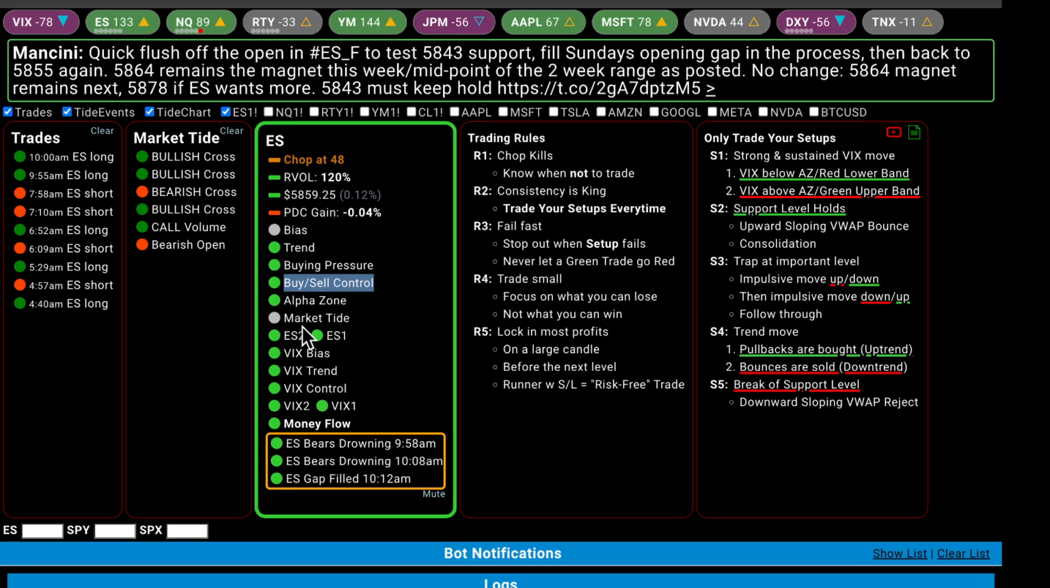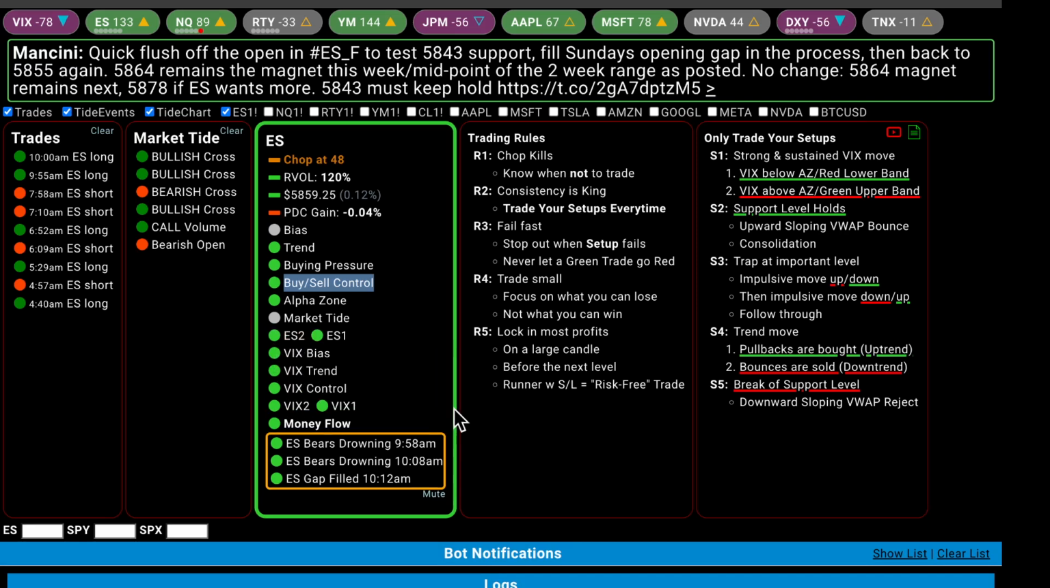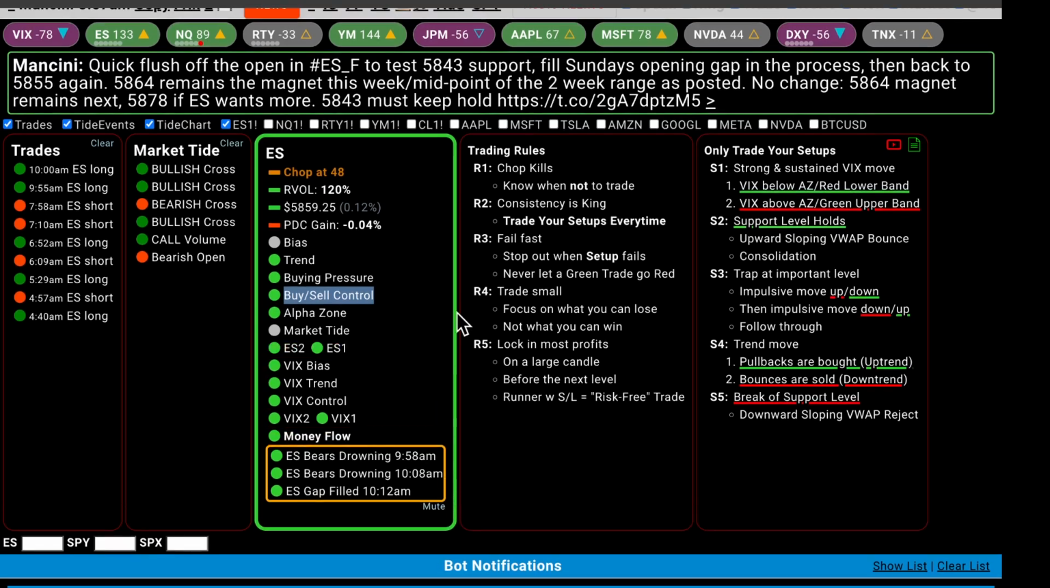Market tide is mixed at this point, so that's a product from Unusual Whales. And then this is saying that the 2-minute triangle on ES is green. The 1-minute triangle is green. VIX and the VIX colors are inverted in this thing, so when you move over it, it's going to remind you of that. So the VIX bias is downward, so that means for ES it's up. VIX trend. So when all these dots are green, this makes the likelihood of the longs working out much bigger.